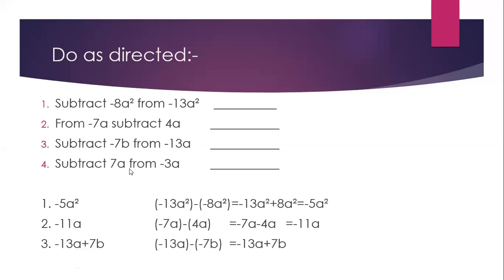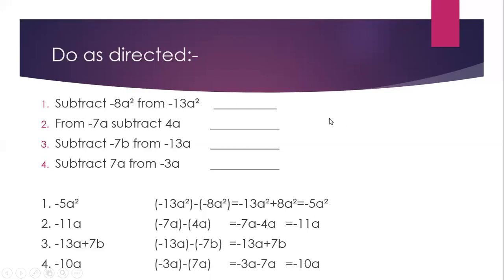Now you have to subtract 7a from minus 3a. First we have to write minus 3a, minus 3a, minus 7a. Hania, wrong. Minus 3 and minus 7. Again, you are doing the same mistake which you have done in question number 2. Yes, you are right, Talha. We get the answer. Answer is minus 10a.